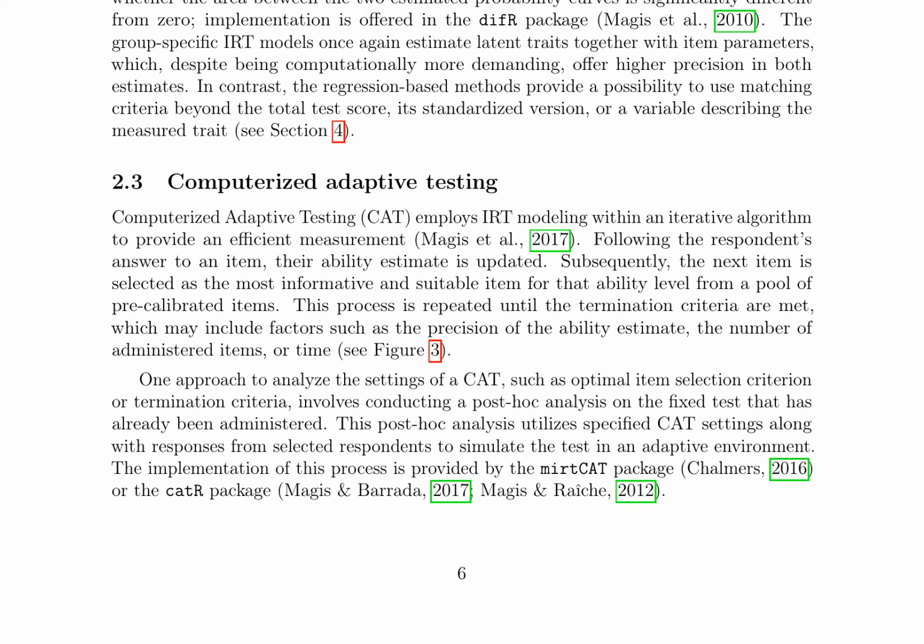IRT models for DIF detection involve fitting separate models for the two groups and then scaling item parameters. Lord's test can be used to test differences between the two groups, with implementation available in the mirt package. Raju's test is another option, which tests whether the area between the two estimated probability curves is significantly different from zero. This is also implemented in the difR package.